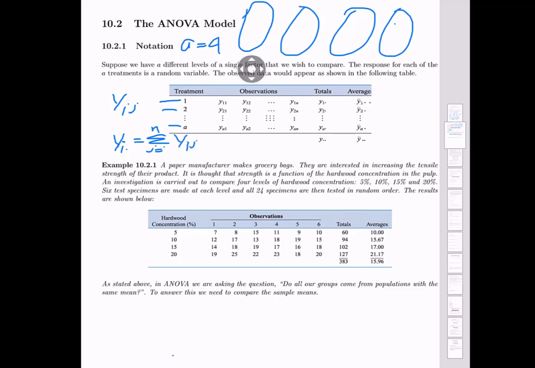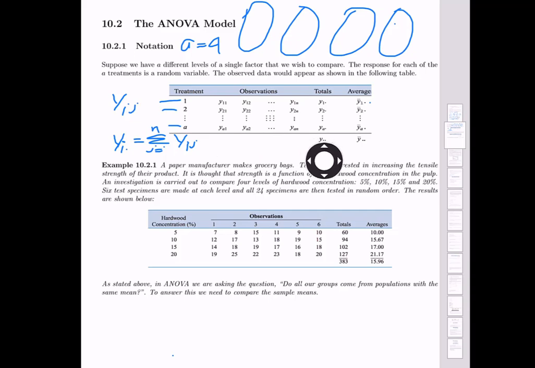That is the summation of the observations of the sample, right? You see that y1 dot equals y11 plus y12 plus up to y1n. Those are the observations of the first sample, so the summation is y1 dot. Similarly, y2 dot is the summation of these numbers, and ya dot, so this one.